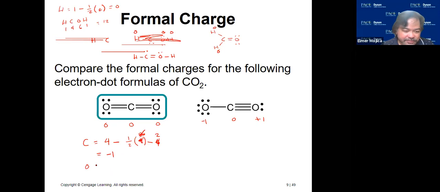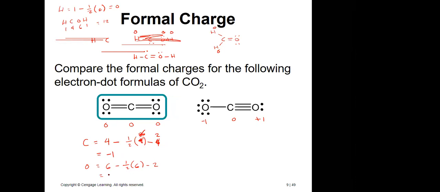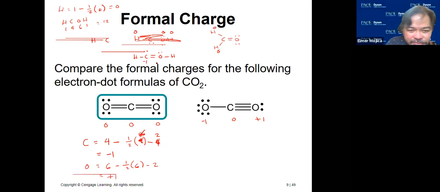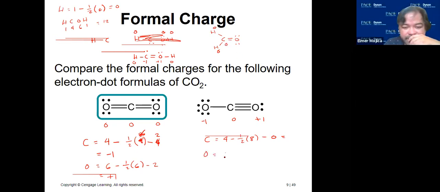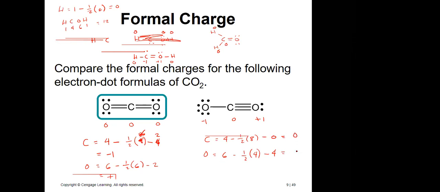So you have there negative 1. How about the oxygen? So 6 minus 1 half of what? 6 minus 1, 2. What do you have? Positive 1. So negative 1, positive 1. So both of these are 0. Now how about this one? The carbon. So you have 4 minus 1 half of 8 minus 0. What do you get? 0. Now the oxygen, you have 6 minus 1 half of 1, 2. So that's 4 minus 1, 2, 3, 4. What do you have? Zero. So which is the correct one?